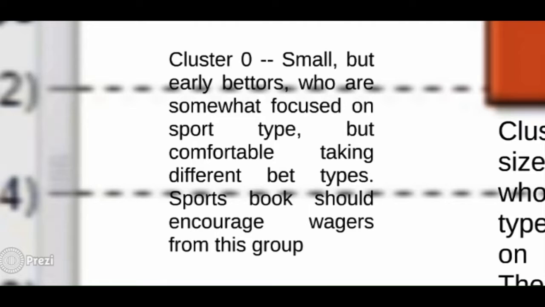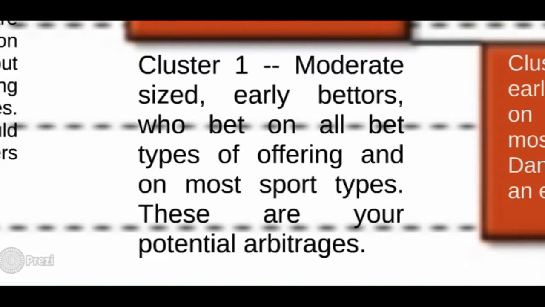Cluster 0 was small but early bettors who were somewhat focused on sport type, but they were comfortable taking different bet types. We believe the sportsbook should be encouraging wagers from this group. Cluster 1 was moderate-sized early bettors who bet on all types of offering and on most sports types. These, we believe, were potential arbitrageurs.